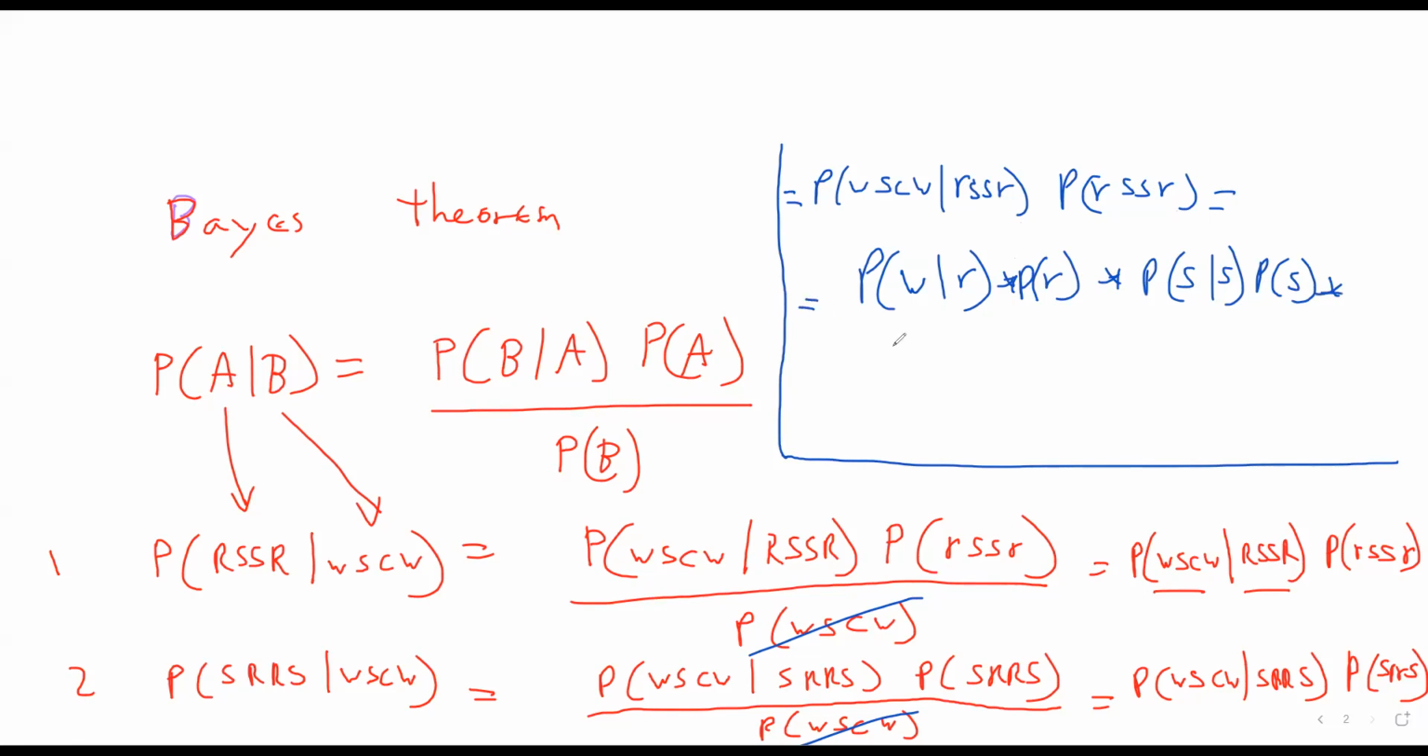Times the probability of shop given sunny times the probability of sunny times the probability of walk given rainy times the probability of rainy. And that's it. That's literally how this would work. So Bayes' theorem is really nice to solve our big problem, right?